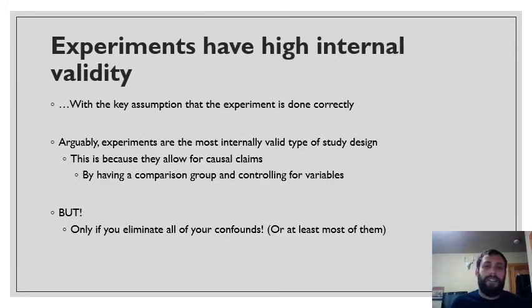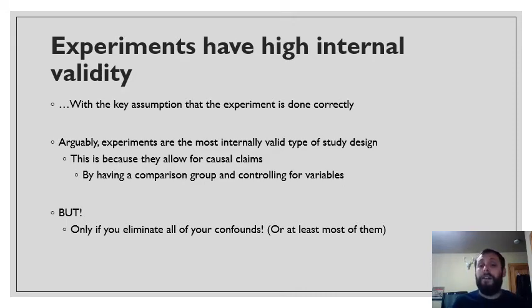I'm going to go ahead and talk about internal validity again, because this is a really important aspect with experiments. Experiments have higher internal validity than correlational studies because we are able to control for variables and have this random assignment aspect to it. This is all with the key assumption that the experiment is done correctly. So arguably, experiments are the most internally valid type of study design. Because of this, we're able to make causal claims by having a comparison group and controlling for variables. But this is only true if you eliminate all of your confounds.